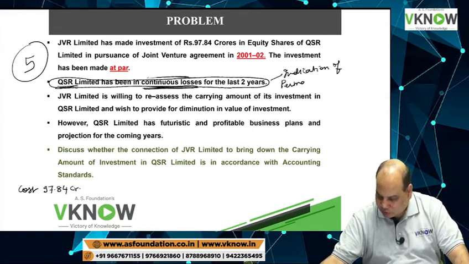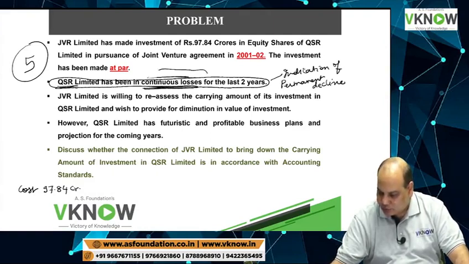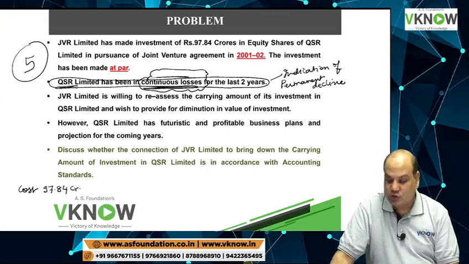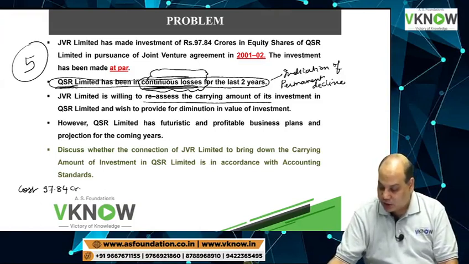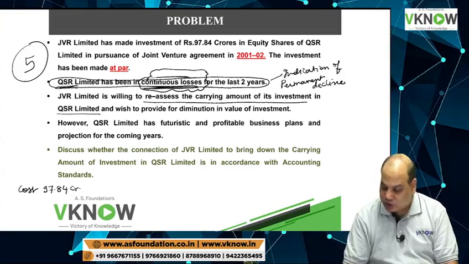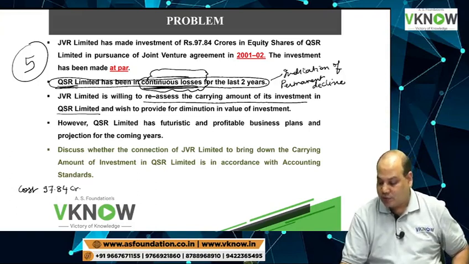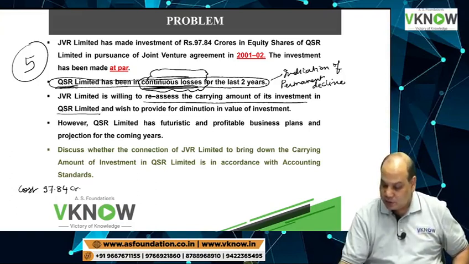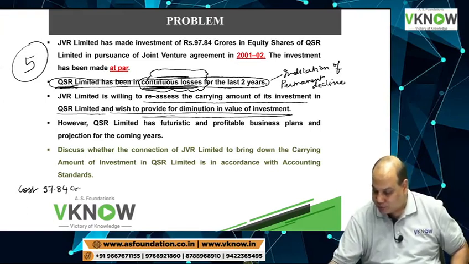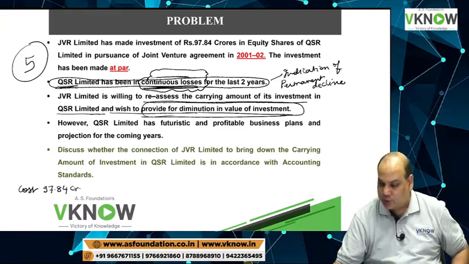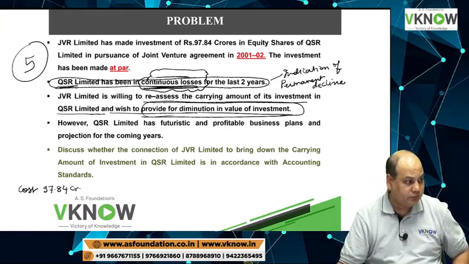This is an indication that the decline in the price is permanent, because the company where you have invested is making a continuous loss. JVR Limited is willing to reassess the carrying amount of its investment in QSR Limited and wishes to provide for diminution in the value of investment.